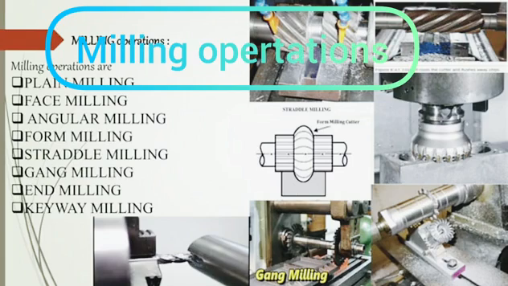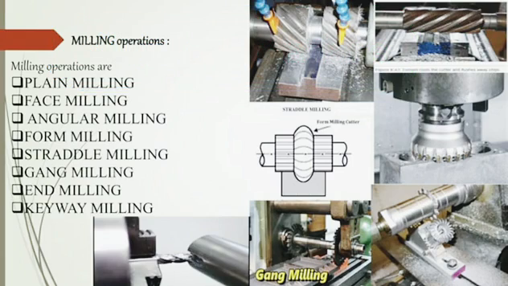Here are some of the milling operations. 1. Plane milling, engaging in conventional milling. 2. Face milling. It is the process of milling flat surfaces. 3. Angular milling. It involves precision machining at various angles. 4. Form milling. It involves shaping materials with a milling cutter. 5. Straddle milling. It involves simultaneously milling two parallel surfaces. 6. Gang milling. It involves utilizing multiple cutters for efficient milling. 7. End milling. It focuses on milling the end of a workpiece. 8. Keyway milling. It involves creating keyways or slots in materials.